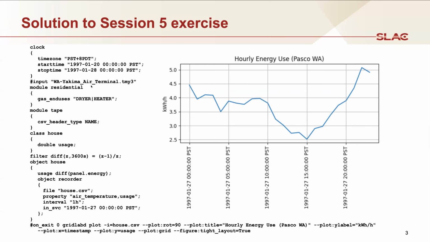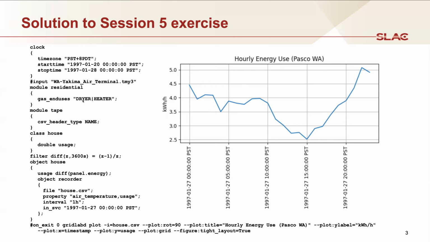The next thing is just specifying the weather, and so in this case we use the input macro, and we provide the weather file, and that converts the weather file into the object necessary to incorporate it into the simulation. We specify the residential module, and in this particular case, we're specifying a couple of gas end uses.